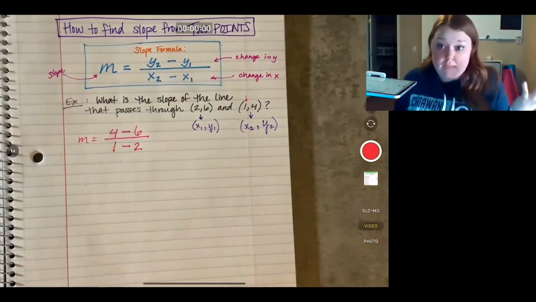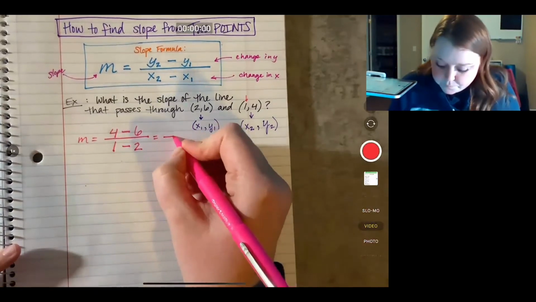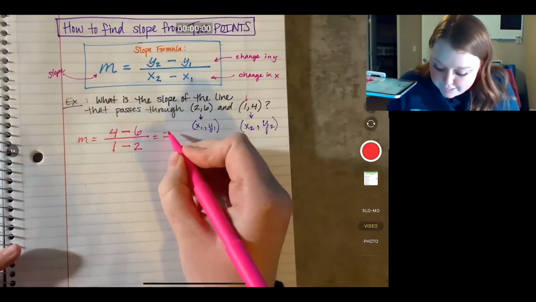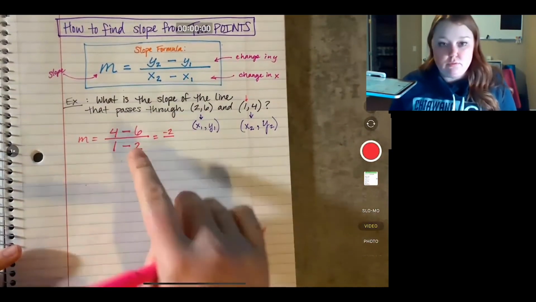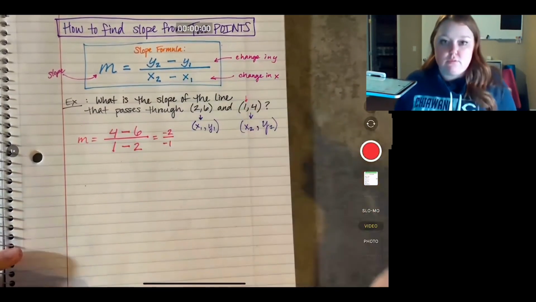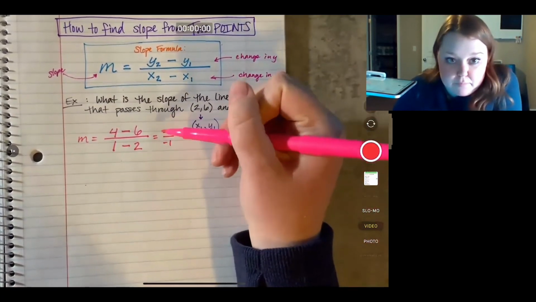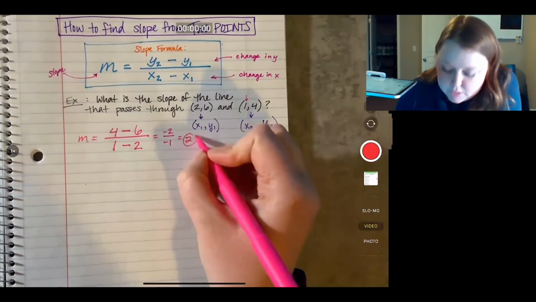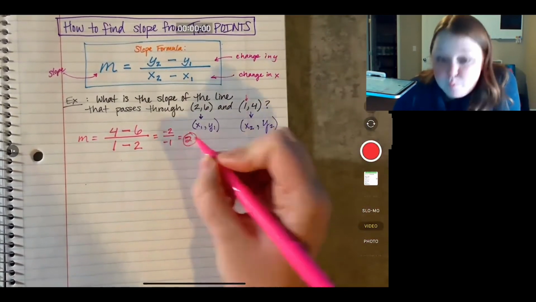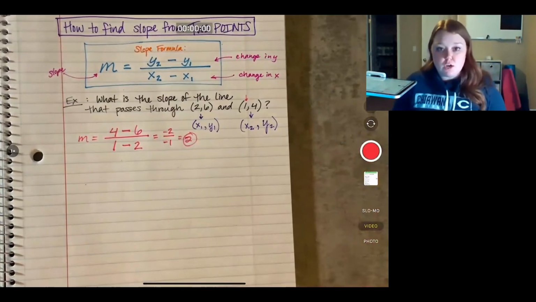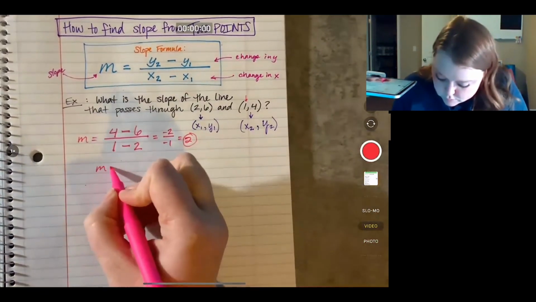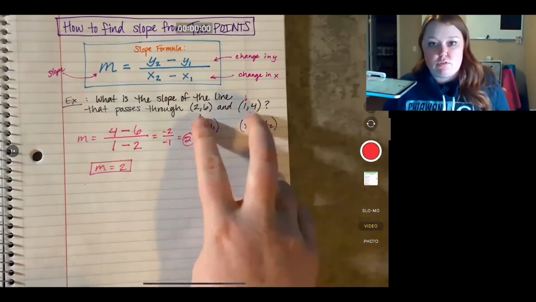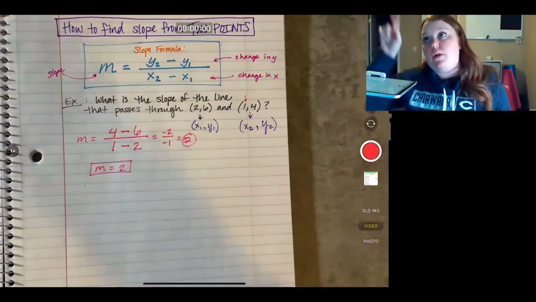So now we just got to do some math here. Get a calculator if you need to. 4 minus 6. What's 4 minus 6? Negative 2. 1 minus 2, negative 1. And you check to see if you can simplify. Okay. Negative 2 divided by negative 1 is positive 2. Okay, negative divided by negative, positive. All right, so your final slope here is 2. Okay, the slope of the line that passes through these two ordered pairs is positive 2. It's going up 2 over 1, up 2 over 1.